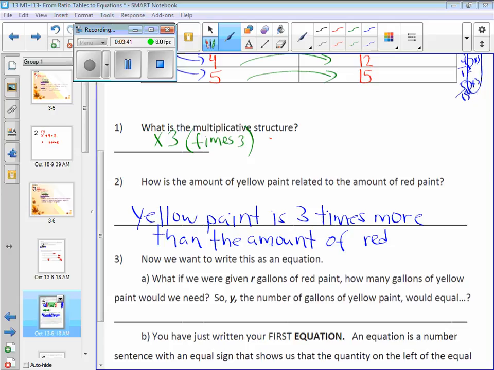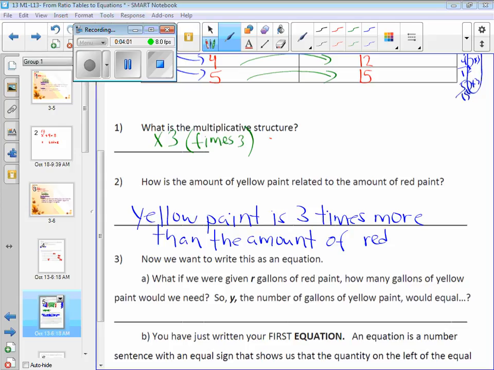Take a minute, though, just to read this statement. Yellow paint is 3 times more than the amount of red. Does that make sense to you? Does that resonate with you? Because you have to kind of get that into your head before we take this lead. All right, you ready to move on? You're going to write your first equation.